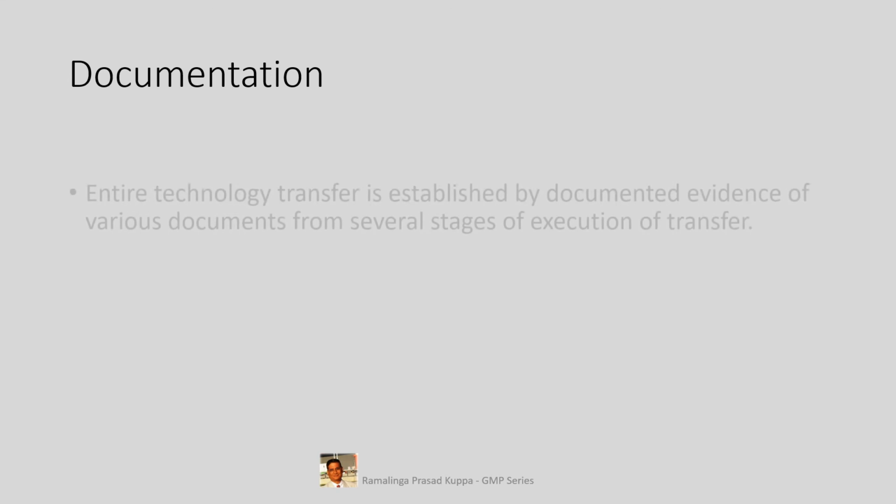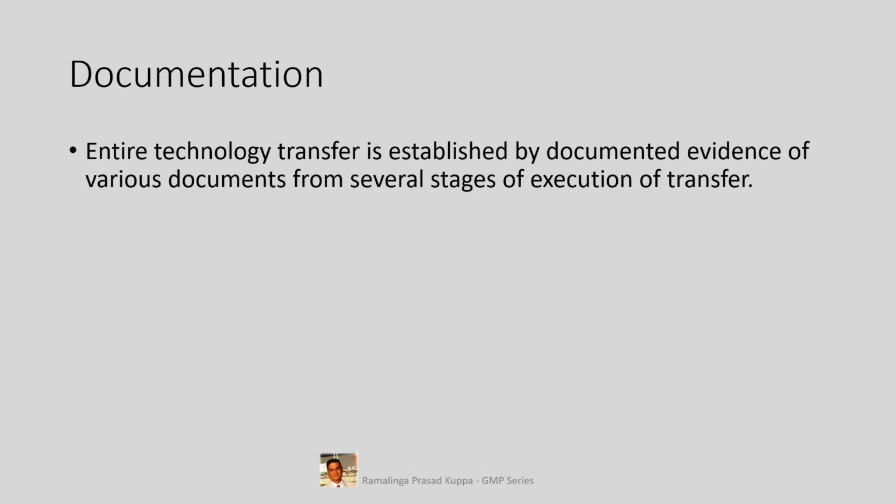Let us see what kind of documentation is required for technology transfer. Entire technology transfer is established by documented evidence of various documents from several stages of execution of transfer. Documentation is the objective evidence of technology transfer. Complete documentation for all stages from start to finish should be available.